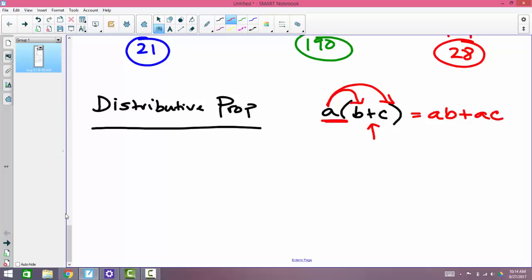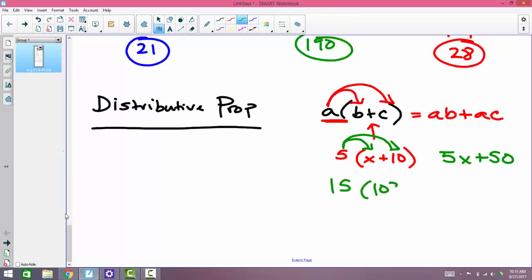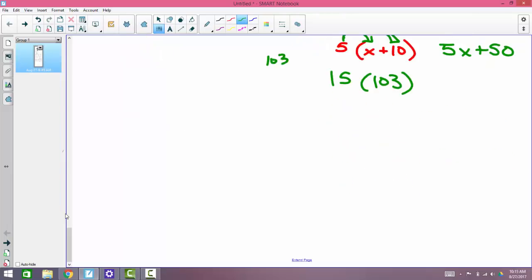Let's try that with numbers. So 5 times x plus 10. And you did touch on this last year a tiny bit, would be 5x plus 50. All right, so what if you had to multiply 15 times 103 without a calculator? You could do it the long way where you do 103 times 15, but it's actually easier to break 103 up to 100 plus 3.